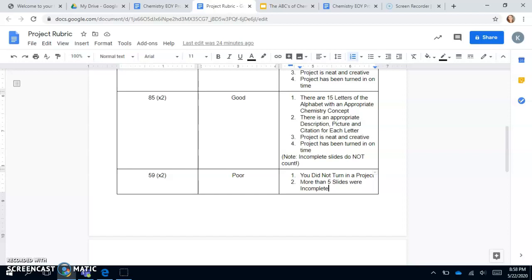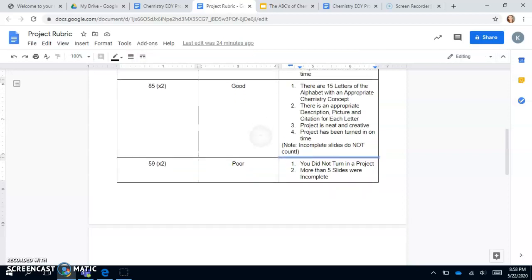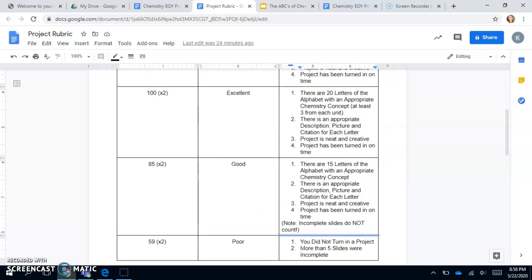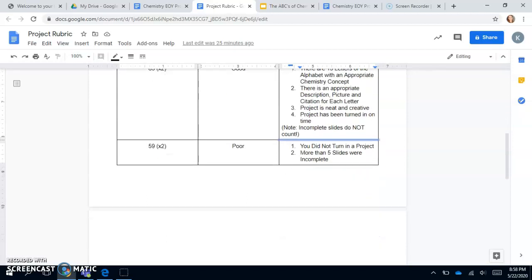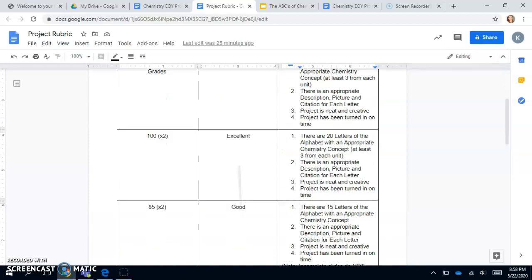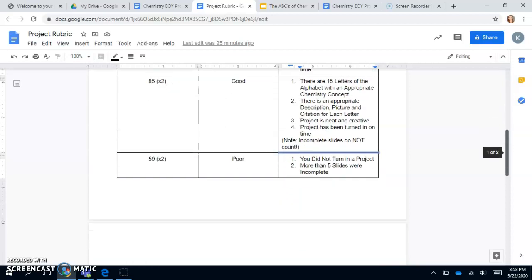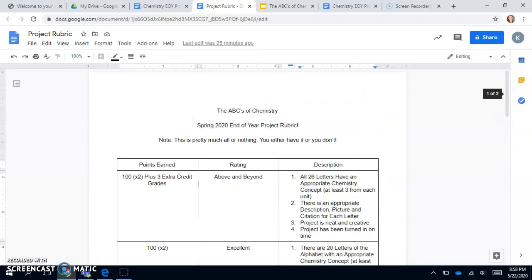I mean, come on. So if your slide is not complete, so maybe it's got a word and a description, but there's no picture, it doesn't count. Okay, so if you turn in a project that has 14 slides plus a 15th slide that has a word and a picture but no description, guess what? You're getting a 59. So make sure you have what you need. This is going to be one and done, easy peasy. You got it or you don't, you get your grade and you go.